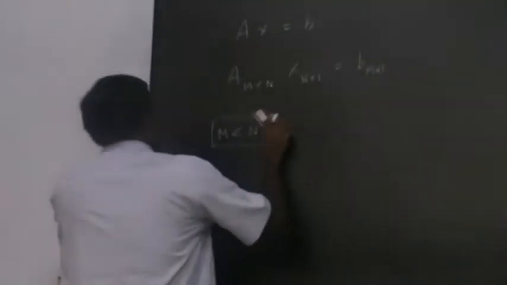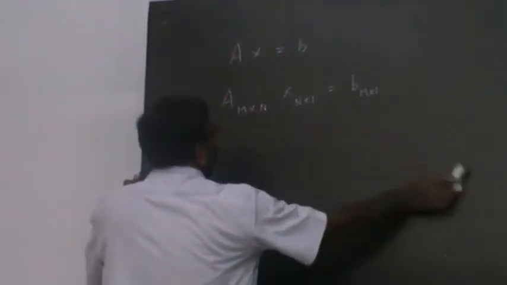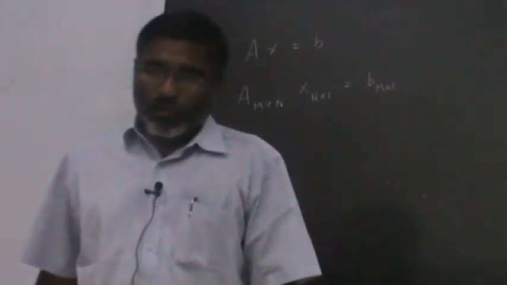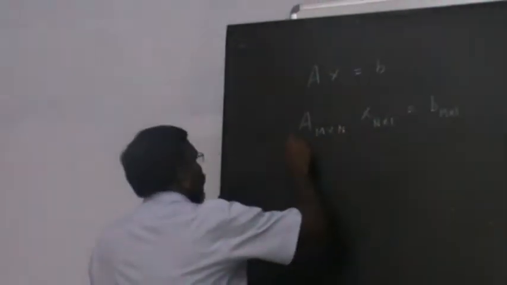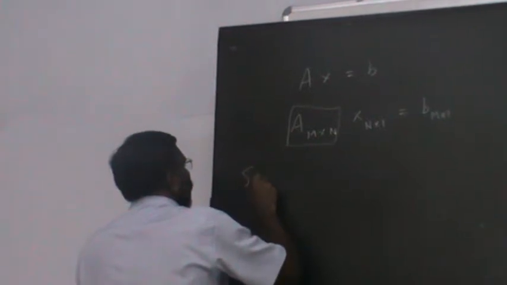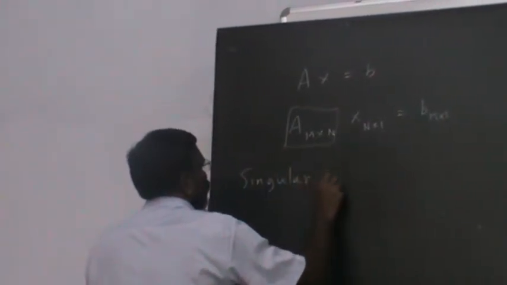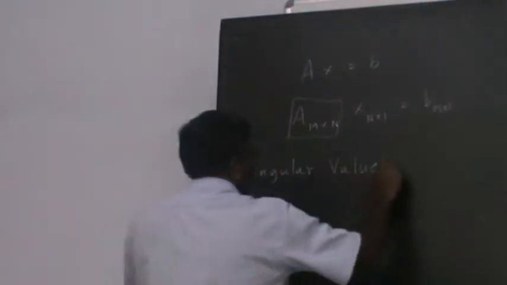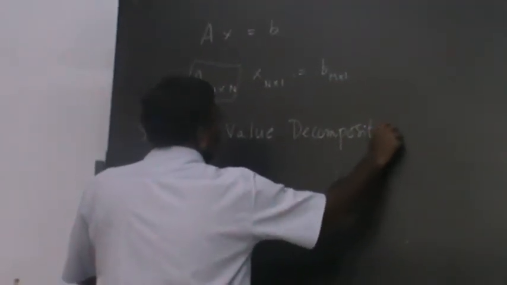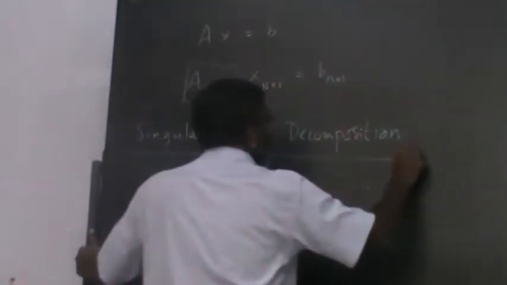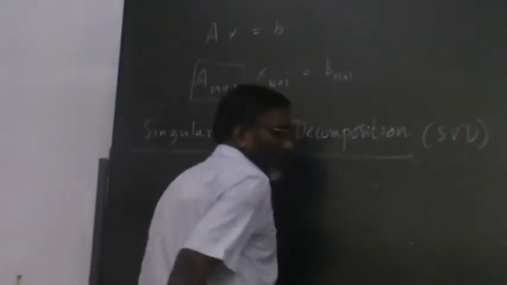So generally, if you have an M by N matrix, we have talked about several decompositions: transforming a matrix into an upper triangular matrix, LU decomposition, Cholesky decomposition, several decompositions we have seen. But for a general M by N matrix, there is something called singular value decomposition. This is called SVD.